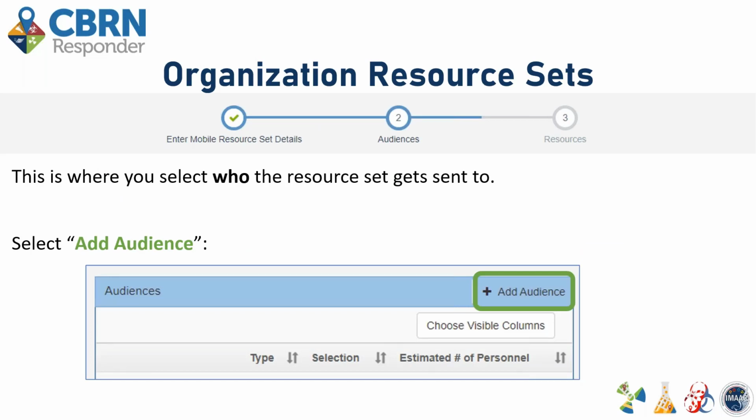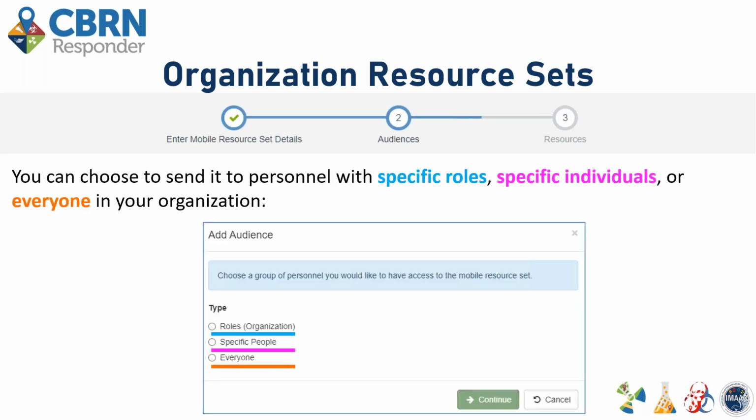This is where you're going to choose who the resource set gets sent to. What we call the people who receive those resource sets is an audience. So you'll select Add Audience at this step. And you can choose to send the resource sets to personnel with specific organization roles, specific individuals that you name, or everyone in your organization.